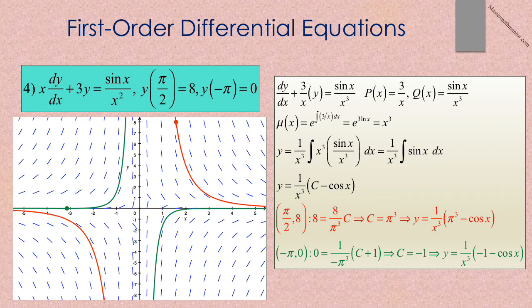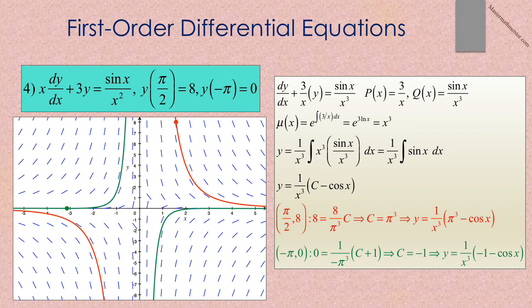For our particular solution, we first use the fact that y of pi over 2 is equal to 8, meaning that the curve passes through the point (pi over 2, 8), shown in red. Therefore, 8 is equal to 8 over pi cubed c, and c is equal to pi cubed. So our particular solution is y is equal to 1 over x cubed times the quantity pi cubed minus cosine of x.